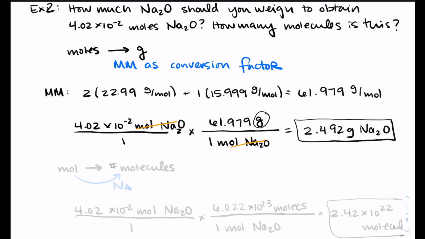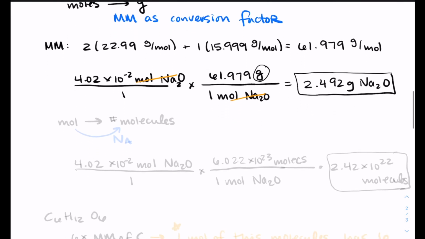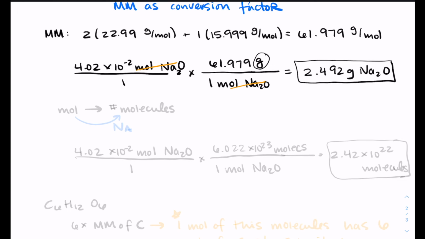Now, in the interest of our COAST framework, does this make sense? So think about this answer. I am weighing out 2.492 grams of sodium oxide. That's much less than a mole because 1 mole would be nearly 62 grams. But the number of moles I was asked to weigh out is pretty small, right? 4 times 10 to the minus 2, so 0.04 moles. So way less than 1 mole. So way less than 62 grams makes sense.